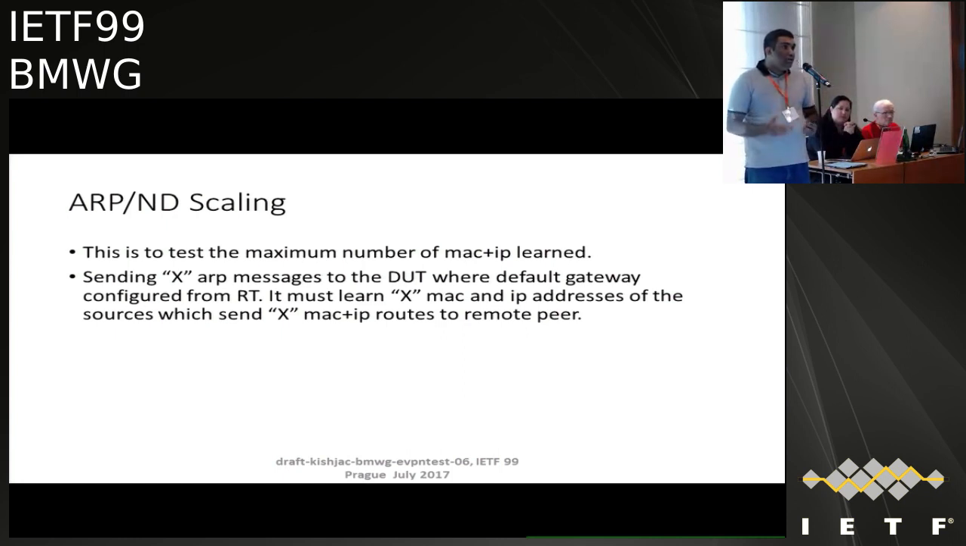So in the data center, VM mobility and a lot of other features are dependent on this. It depends on the box how many routes it can scale, because it depends on the MAC plus IP NLRI payload. The NLRI explains MAC plus IP and IPv6. So what is the scale, how many it can scale? That's one parameter we add.